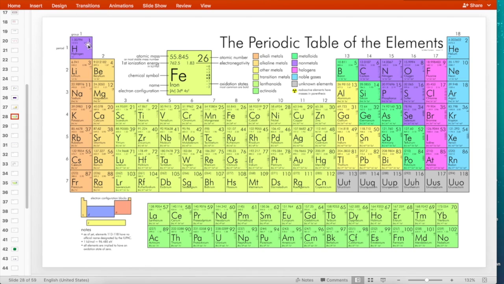Notice the table is organized based on atomic number, reading from left to right and then down. 1, 2, lithium is 3, beryllium 4, over, all the way to neon is 10. Sodium would then have 11 protons in its nucleus, so on and so forth.